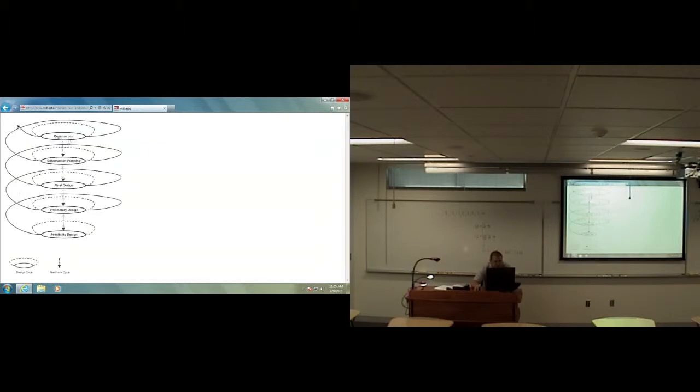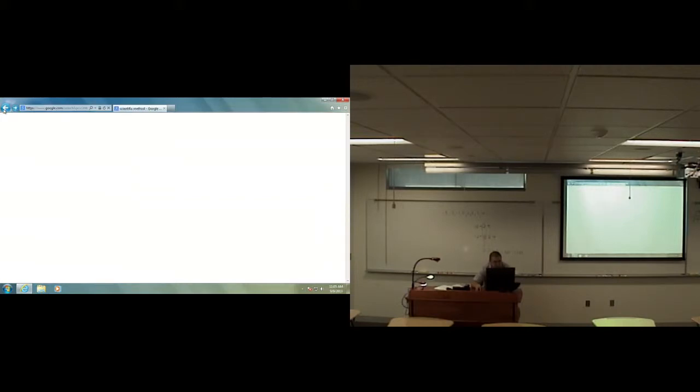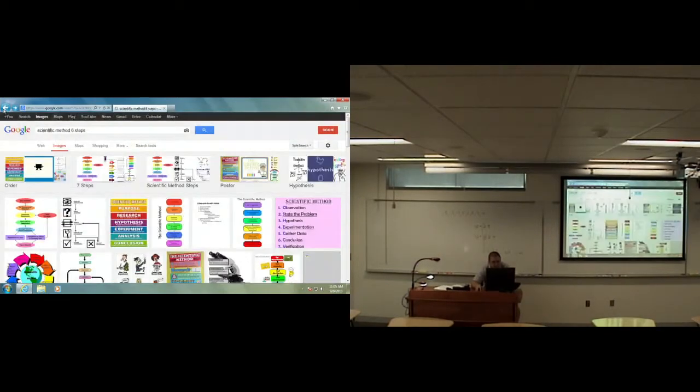We have construction planning, final design, preliminary design, feasibility design, and they say that these are design cycles, and that this is a loop that keeps going and goes from one thing to the next. So maybe a little bit difficult to understand how that one works, but it's a decent representation.